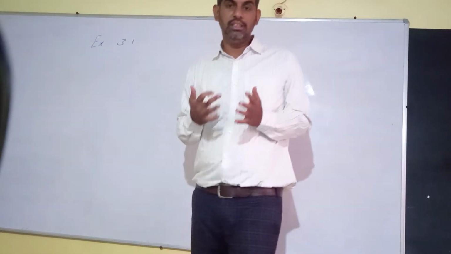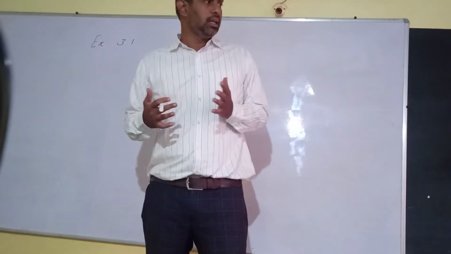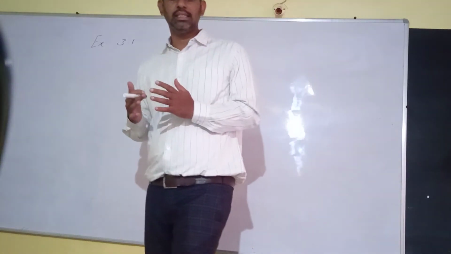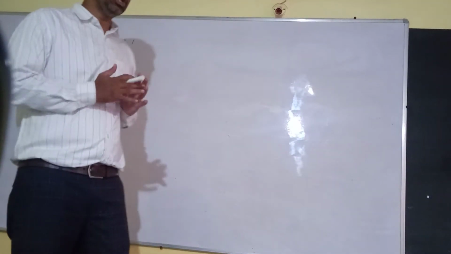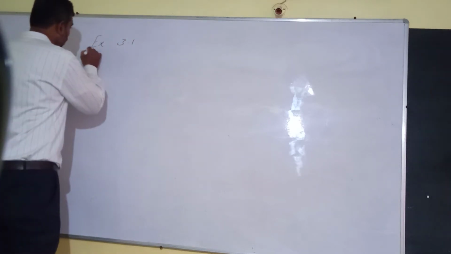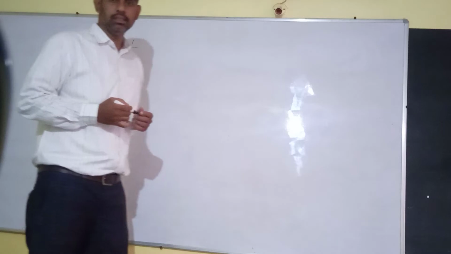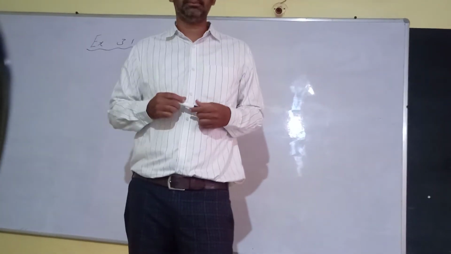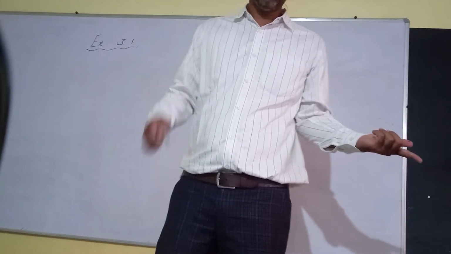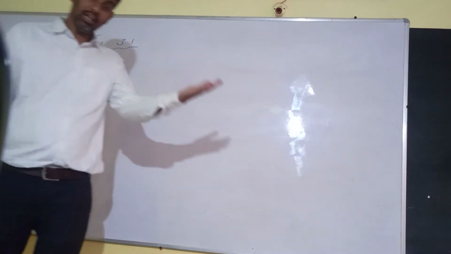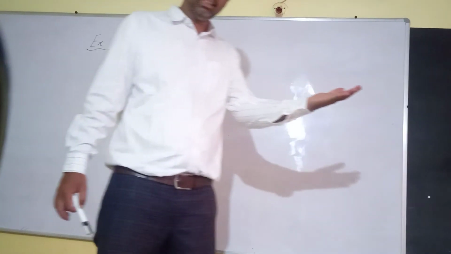The very first thing, we have seen the definition of a matrix. Simple definition: an arrangement of elements in the form of rows and columns enclosed by square brackets or parentheses. We have seen different types of matrices. One very important type is the square matrix.